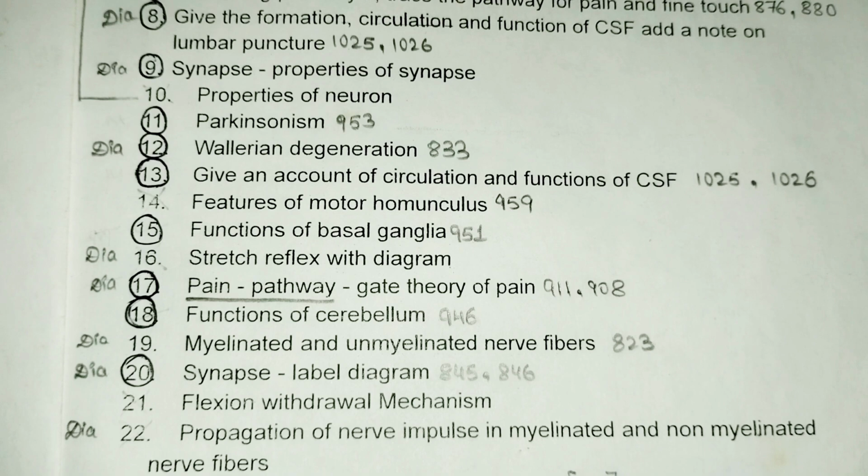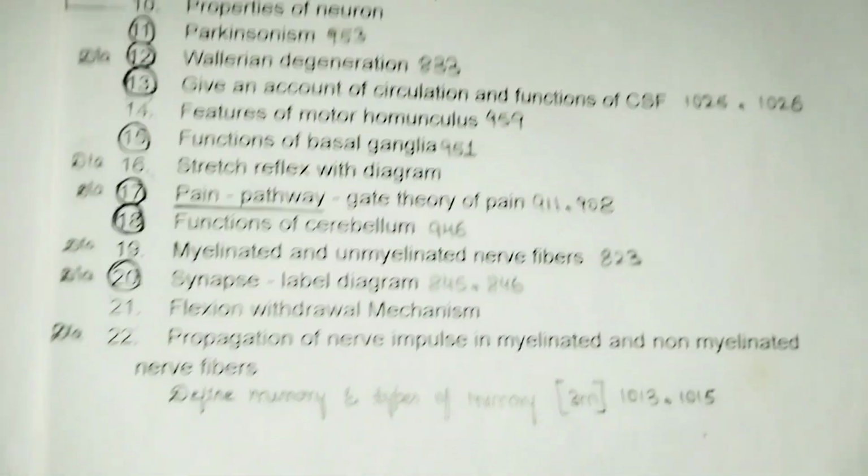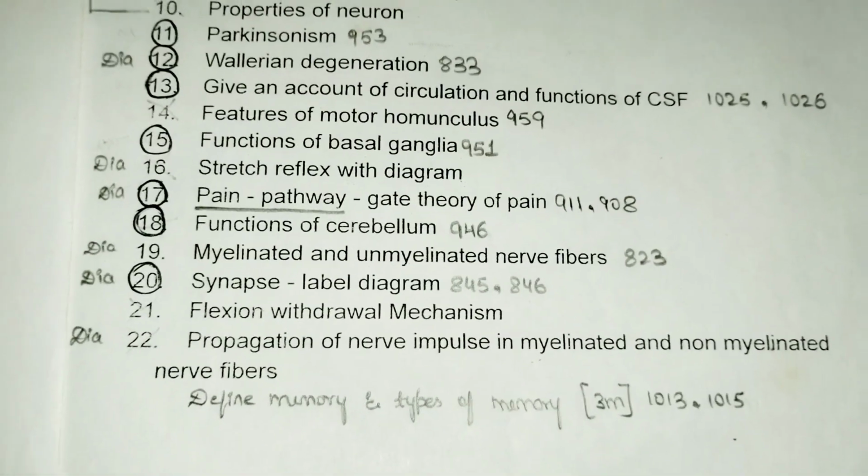20, synapse with a labeled diagram. 21, flexion withdrawal mechanism. 22, propagation of nerve impulse in myelinated and non-myelinated nerve fibers. And add an extra question, that is define memory and types of memory.